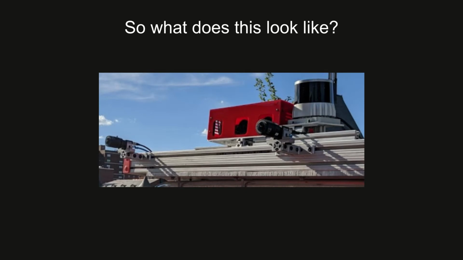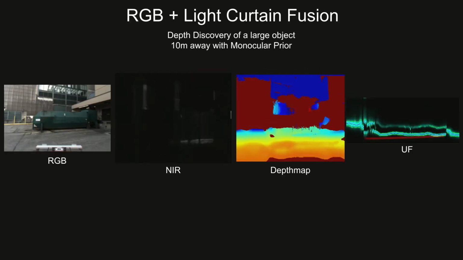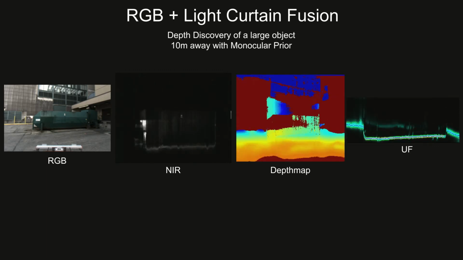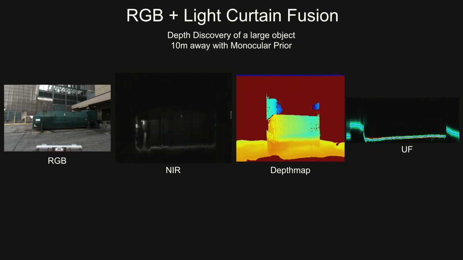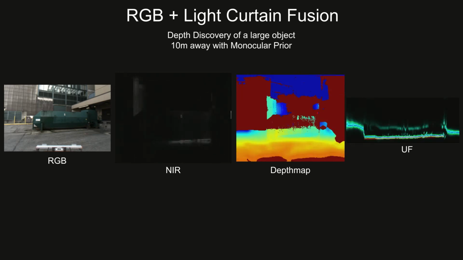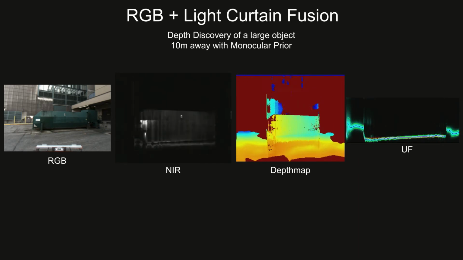Before we get into the details, what does this look like in our actual experiments and our actual sensor setup? Here's a quick teaser. Notice how we discover the depth of a large object about 10 meters away, starting from our monocular prior. Observe how the distribution splits into two modalities and slowly converges in the actual object. Here's one more example.